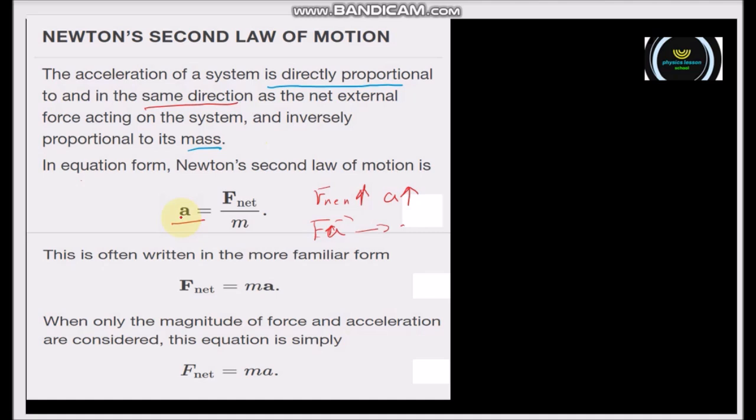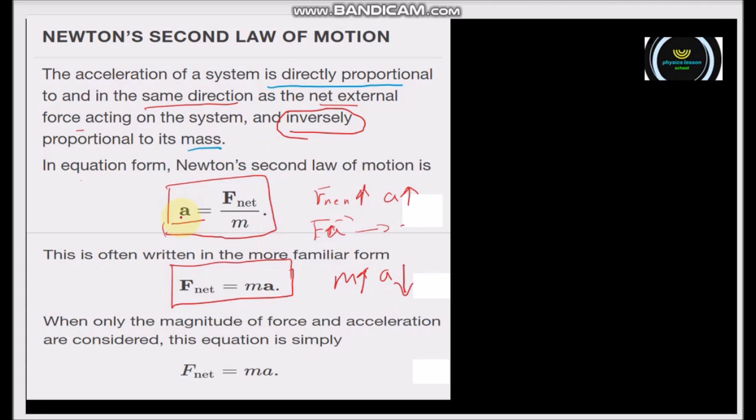So it's the same in direction as the net external force acting. Here the acceleration is net force over mass. Often in the more familiar form, the force can be calculated by mass times acceleration. If the mass increases, again inversely means if the mass increases, the acceleration decreases. That means mass and acceleration are inversely proportional.